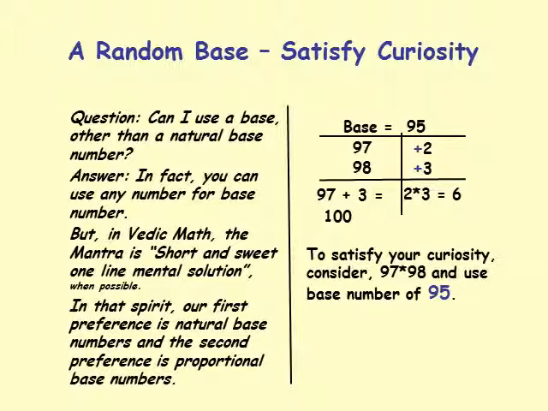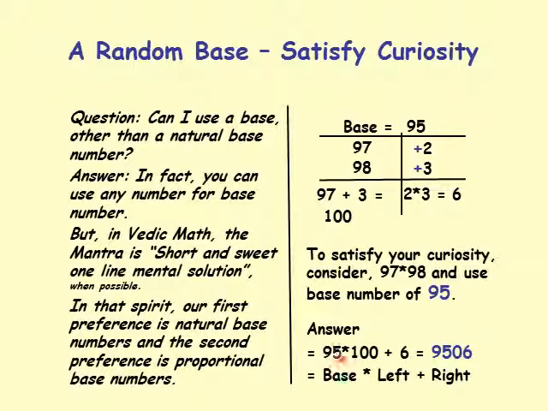Now compute the answer. It's not a natural base number, and we don't know how many digits we need on the right, so we have to use the formula: base times left plus the right. The answer is 95, which is the base, times 100 plus 6, which is 9506. Okay, you have it now. We used a base 95, which is a random base number, which has nothing to do with a natural base number or a proportional base number, and we were still able to compute 97 times 98 equals 9506 using a base number of 95.